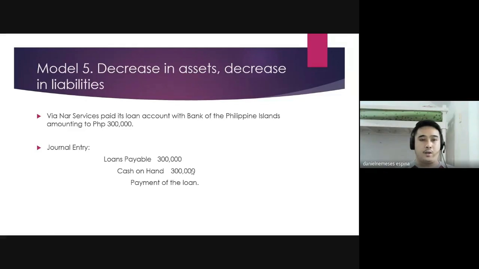Okay, so transaction. VNR Services paid its loan account with Bank of the Philippine Islands amounting to 300,000. So you are now going to pay your loan kay BPI. So debit nimo, okay, so para mawala na ang loans payable, so debit loans payable 300,000, and then you credit cash on hand because you will use cash, di ba? Kung magbayad ka, makuhaan ang cash sa business. So you credit cash on hand, also 300,000. Explanation is payment of the loan.